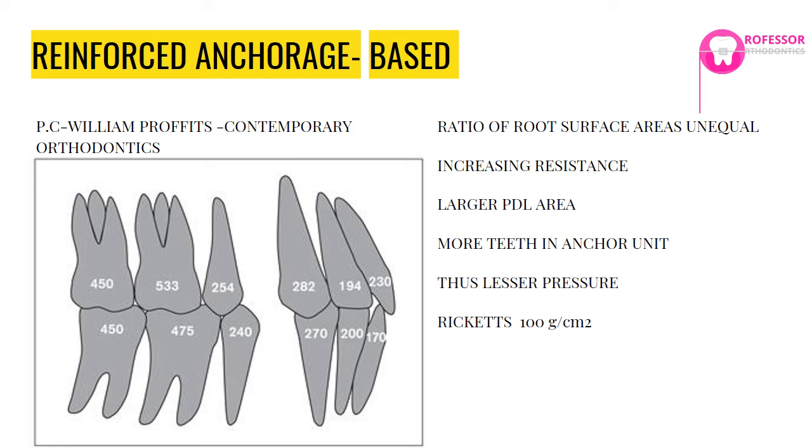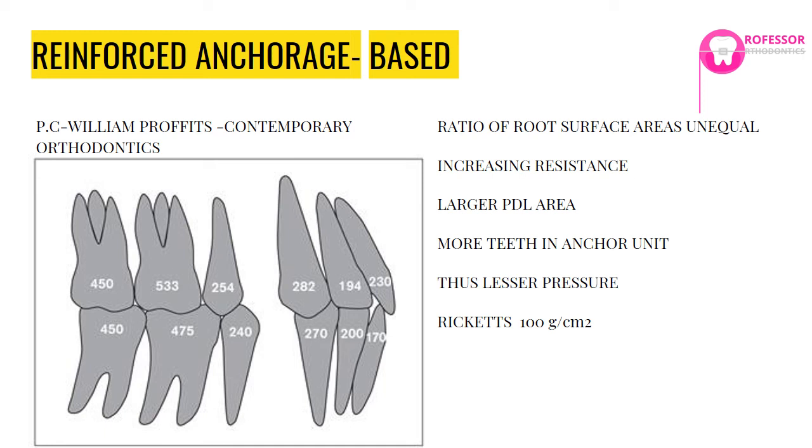So we know that the greater the root surface area, the greater the anchorage value. Similarly, the shape of the root is also important. The number of the roots is also important. The greater the number of the roots, the higher the anchorage value of the tooth. Similarly, the shape of the root, for example, if you have a root which is triangular or conical in shape, it has higher anchorage value over a root which is round in shape, because it will be less resistant to tooth movement.